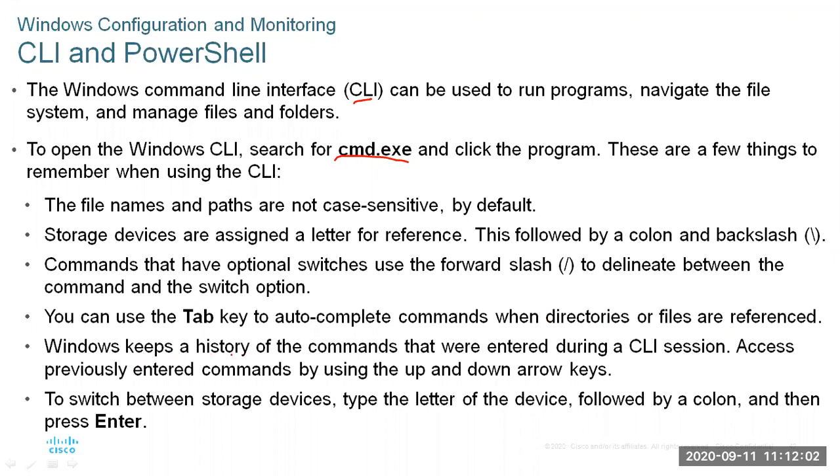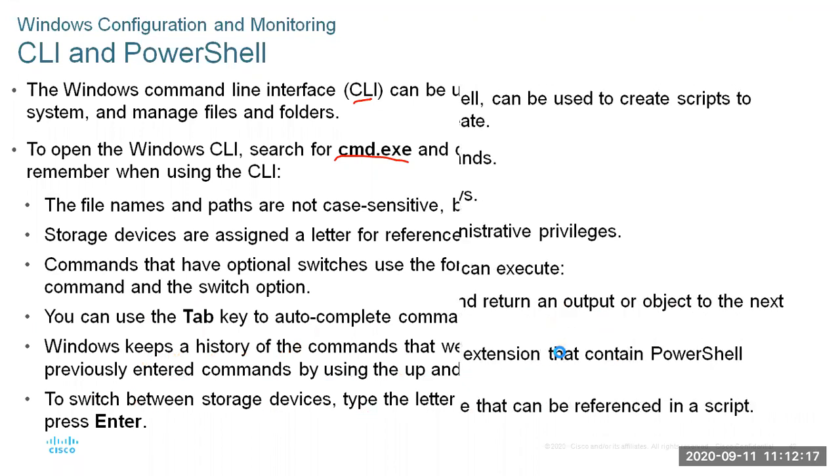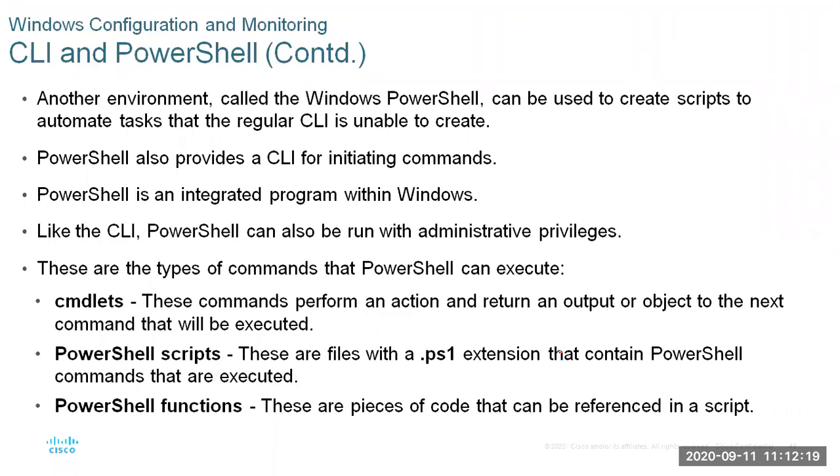So Windows keeps a history of commands that were entered during the CLI sessions. Access previous commands by just using your up arrow keys to switch between them. All right, so that's the command line that we talked about earlier on, where we showed directory, make directory, change directory, open a file, search, those things.